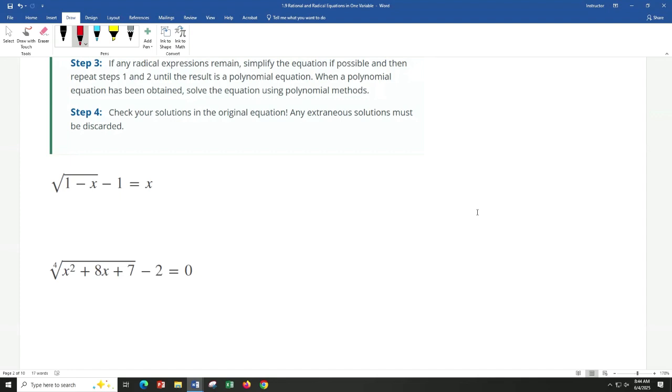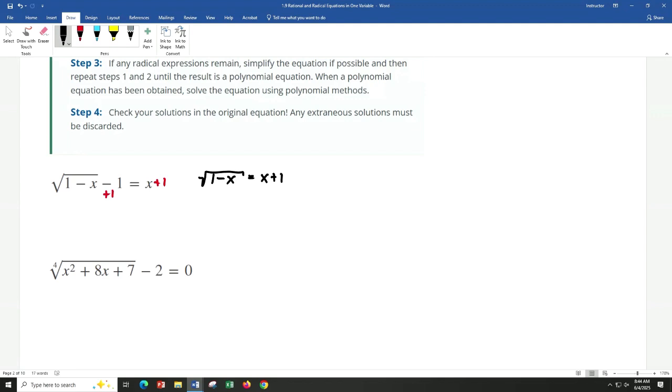The first example here, you got the square root of 1 minus x, minus 1, is equal to x. There is a minus 1 on the left-hand side. We can't have it there. We got to get it to the other side, okay? So let's go and take it and add 1 to both sides. Well, then we rewrite. We got the square root of 1 minus x is equal to x plus 1.